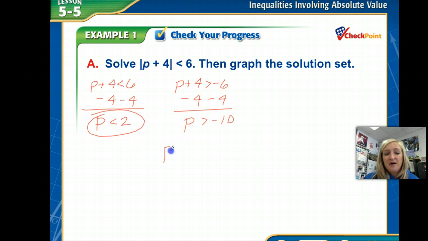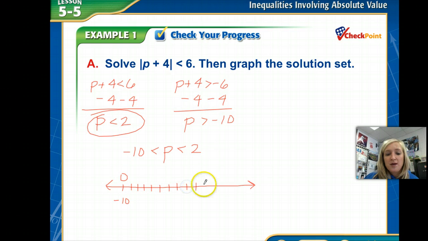So I'm going to put p in the middle. I'm going to start with my negatives on this side, just like you would on a number line. p is greater than -10, but less than 2. So if I have to graph this on my number line, down at -10, it's an open circle, 9, 8, 7, 6, 5, 4, 3, 2, 1, 0, 1, 2. It's also an open circle at 2. So it's everything greater than -10, but less than 2.